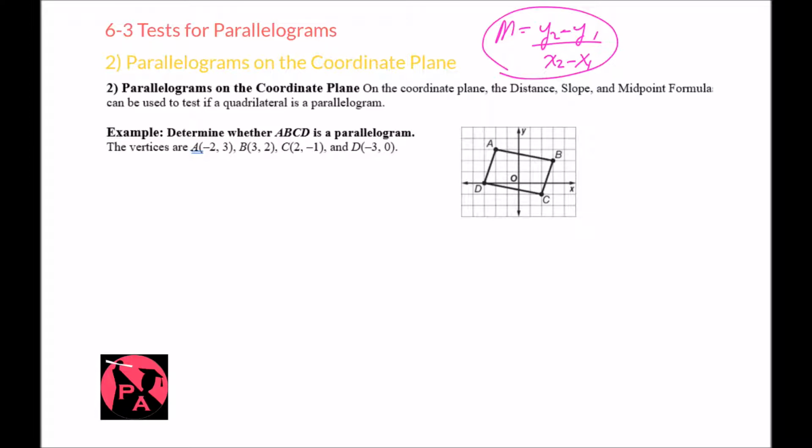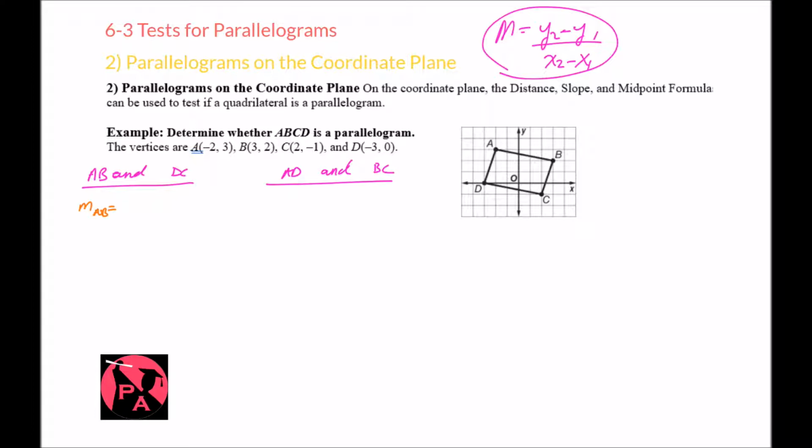So the opposite sides are AB and DC, right? So let me just write AB and DC here, and also AD and BC. So now let's get to work and then show that these pairs of sides have the same slope. Let's start with AB and DC. Slope of AB.